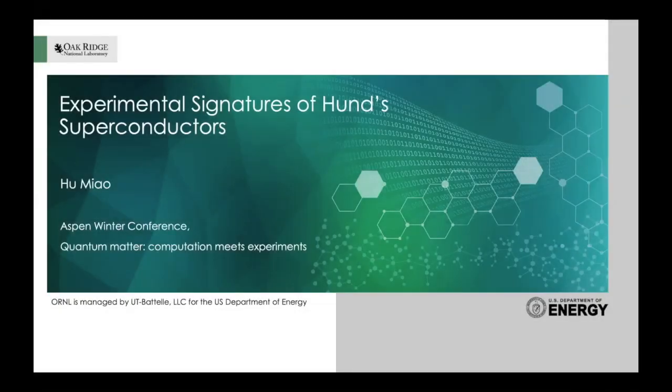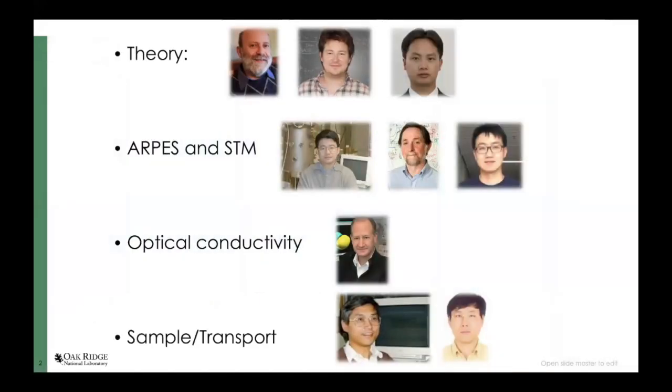Today, I'm going to talk about experimental signatures of Hund's metal and Hund's superconductor. I'll primarily focus on the iron-based superconductor, because there is a high Tc there. Well, I'm Miao, by the way.